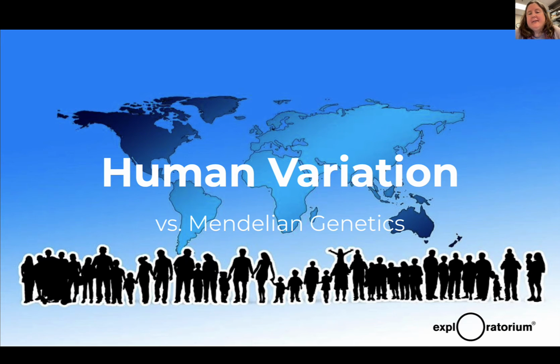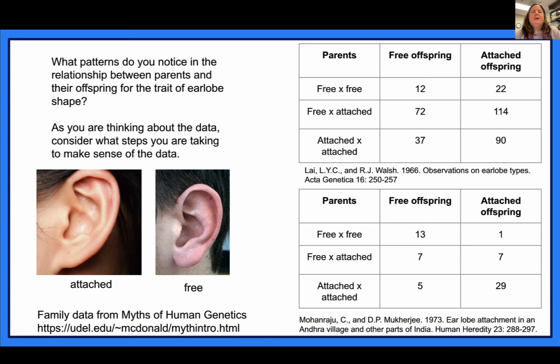Today we're going to look at human variation and how that relates to Mendelian genetics, or single gene traits. On this slide, you will see that it's looking at free versus attached earlobes. In this picture, this earlobe is attached and this earlobe is free. So it kind of dangles a little bit, whereas this one just hits the ear right at the bottom.